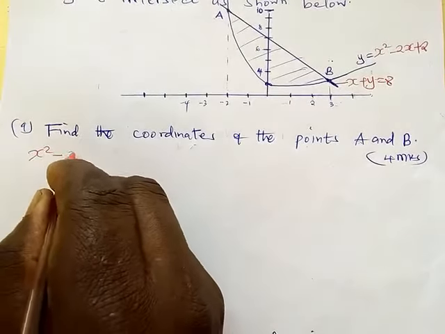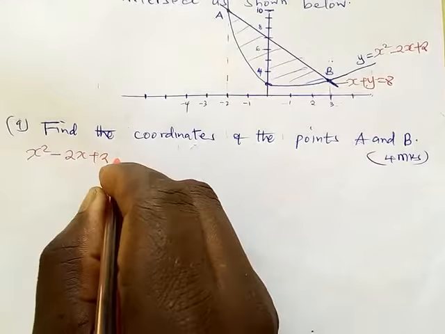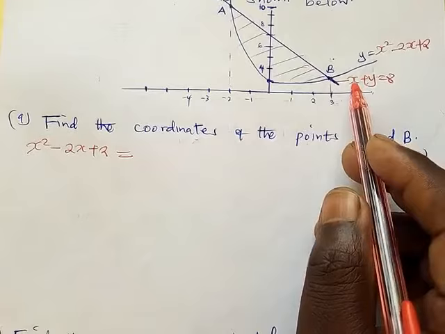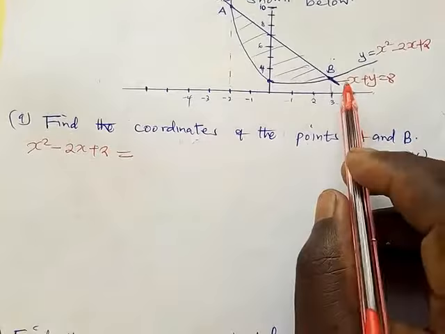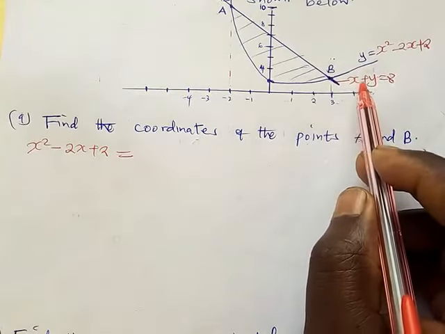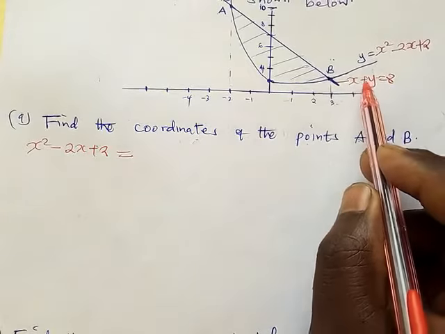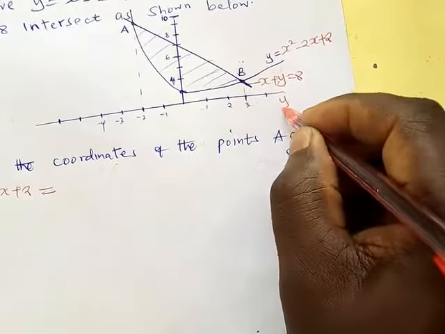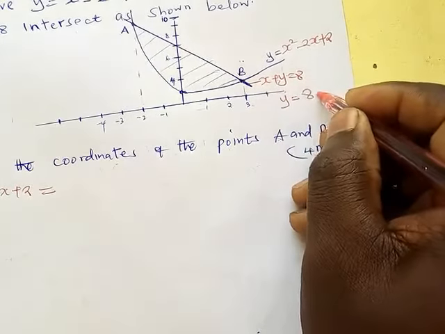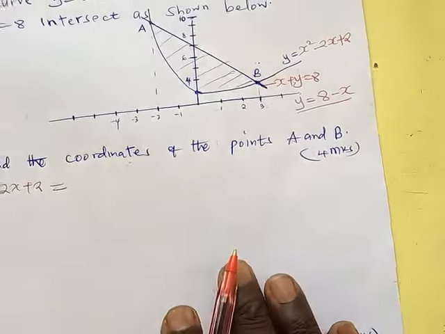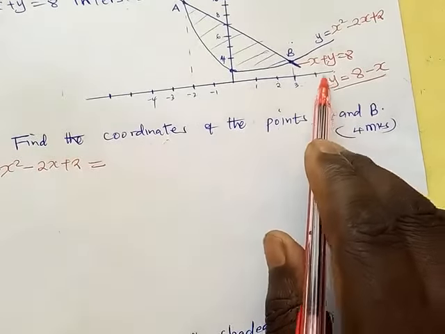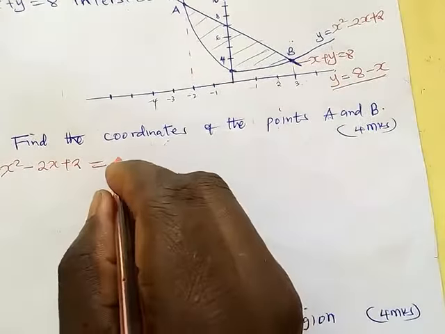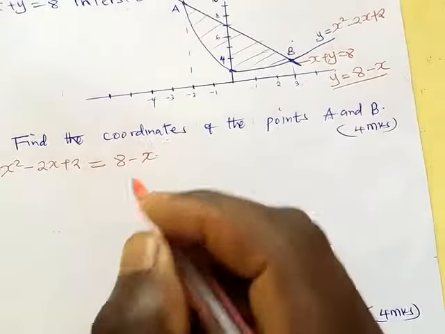Take x squared minus 2x plus 2 and equate it with the line. Why are we equating them? Before we equate, you must ensure that every equation is in the form of y equal to. So I make the line equation into y equal to 8 minus x. You must ensure that, because we will not equate if we have not written the equation in the form of y equal to. So that is equal to 8 minus x.